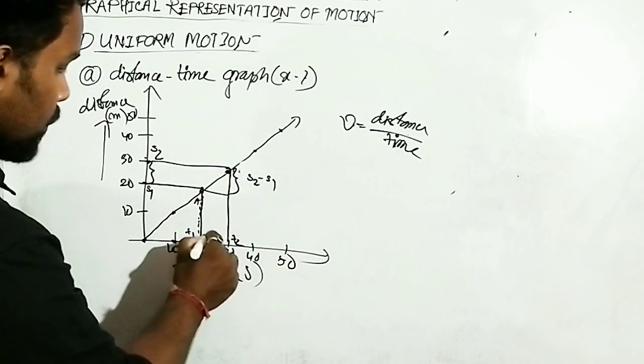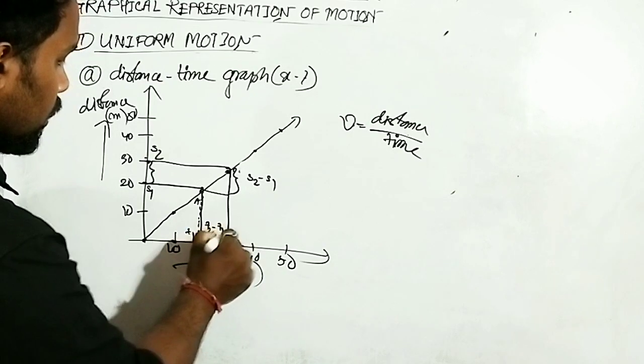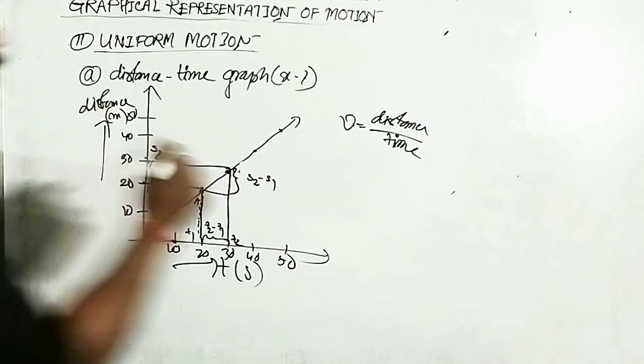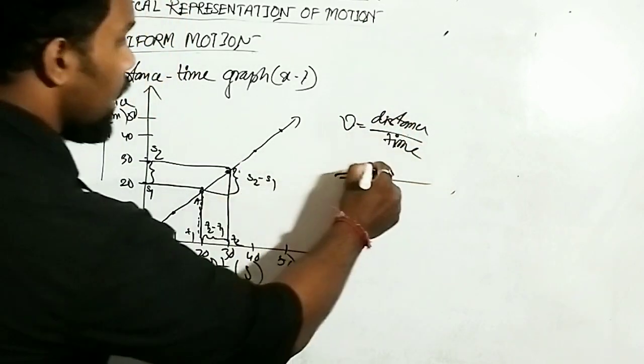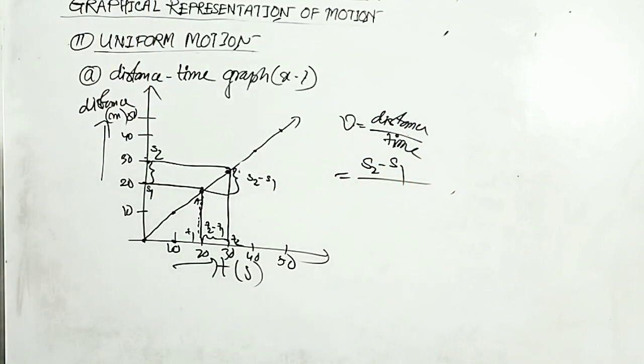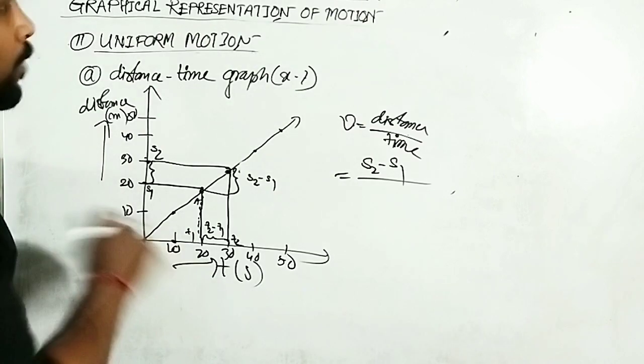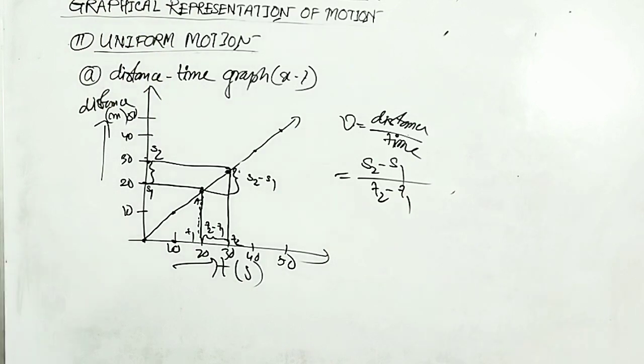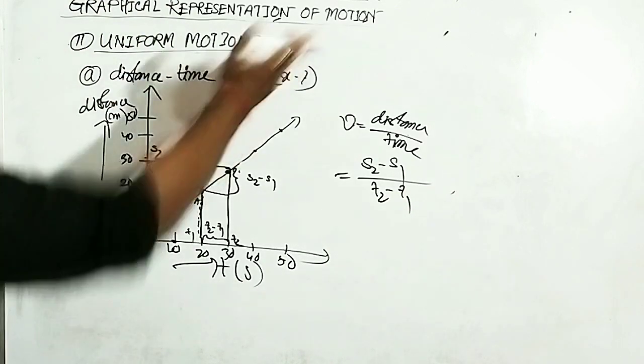And what is the change of time? T2 minus T1. Now, if we have to write from this graph, what will we write? The distance here will be S2 minus S1, right? And the change of time, or the time taken, is T2 minus T1. Simple concept. Now, this is the value of speed.